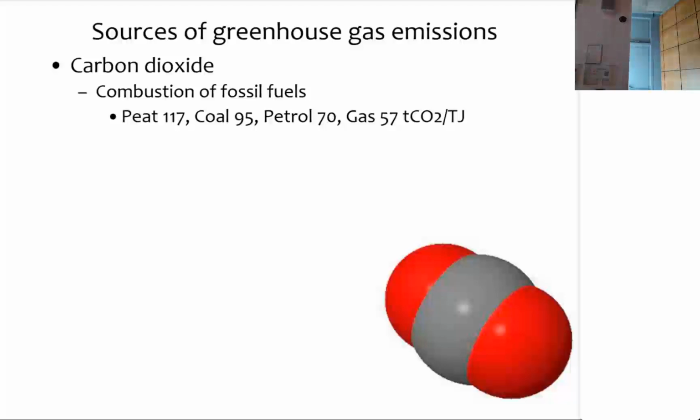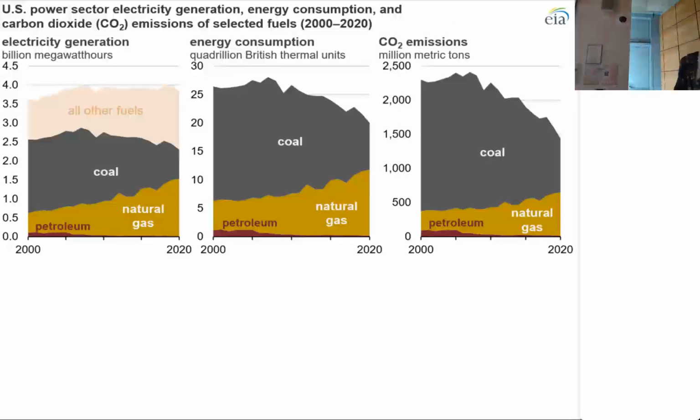Now, not all fossil fuels are created equal. Peat, which is essentially very young coal, emits around 117 tons of CO2 per terajoule of energy. Coal, all sorts of gradations of coal. Standard coal around 95, petrol around 70, gas around 57, right? So not all fossil fuels are created equal, and one way of reducing CO2 emissions is to switch from one fossil fuel to another, right? Or you can actually also increase emissions that way, right? But that's not the idea.